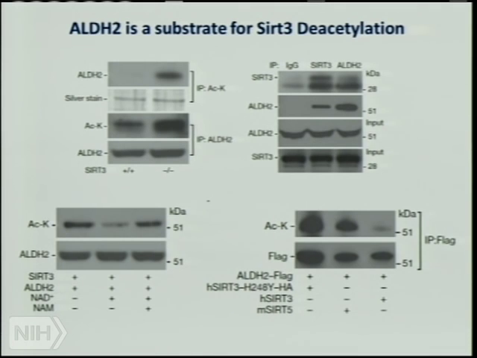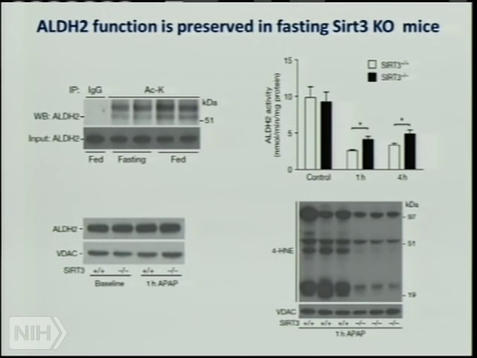And if we use wild-type SIRT3, you deacetylate ALDH2, again using immunoprecipitation assays, but if you use SIRT5 or a deacetylase mutant SIRT3, you don't get this deacetylation. So it seemed that ALDH2 was a legitimate substrate of SIRT3.